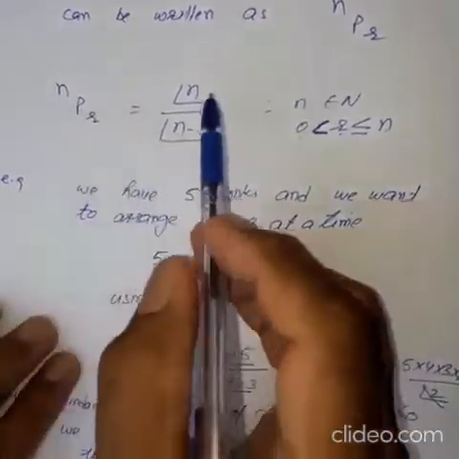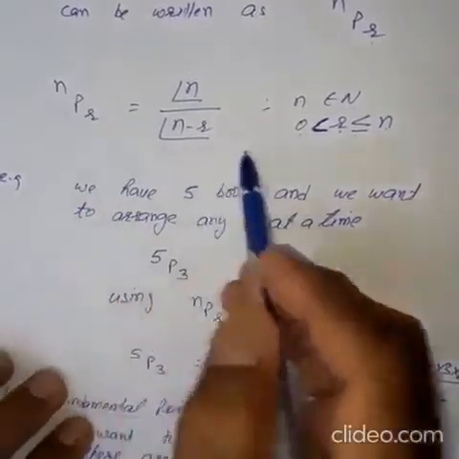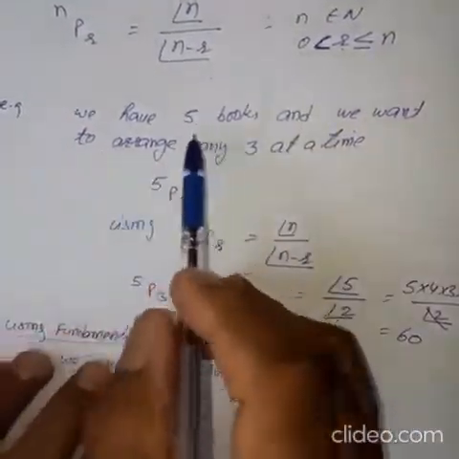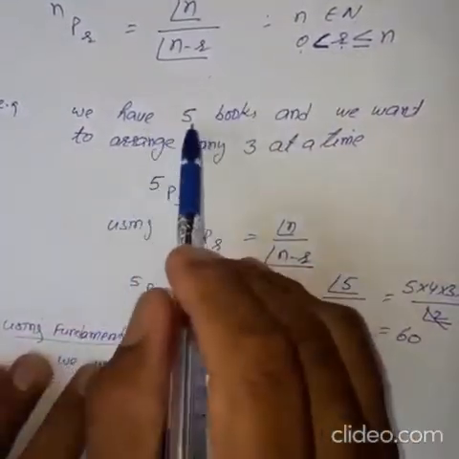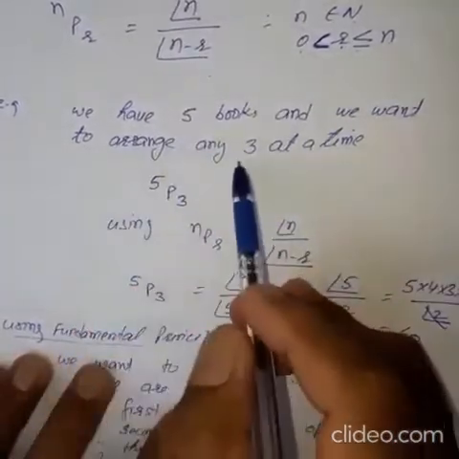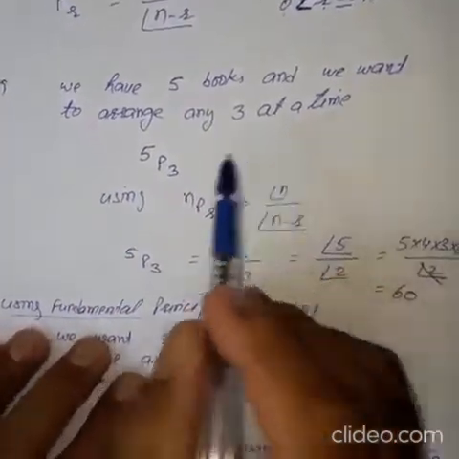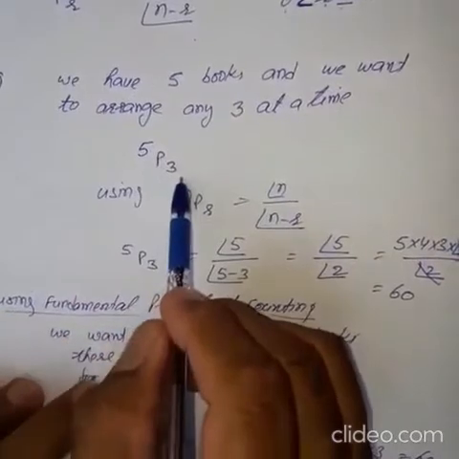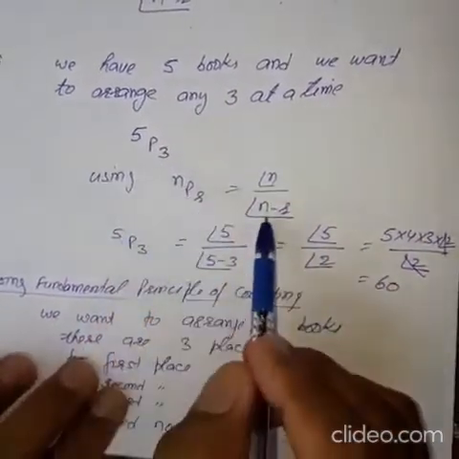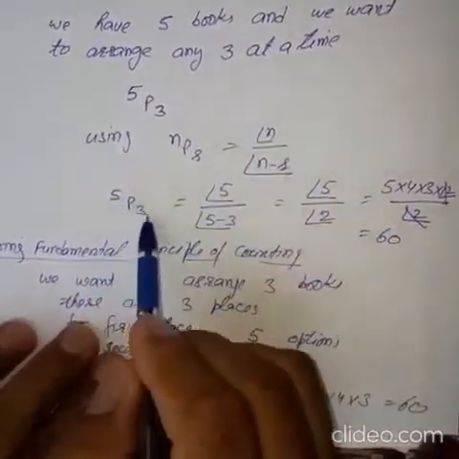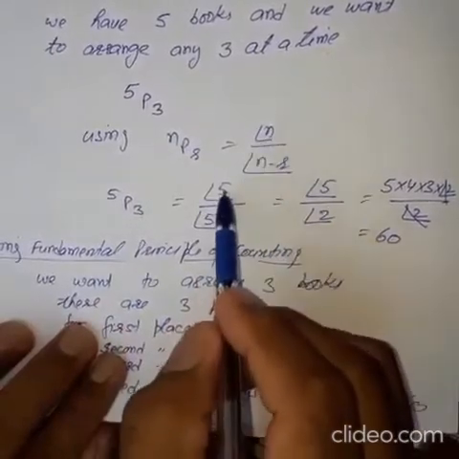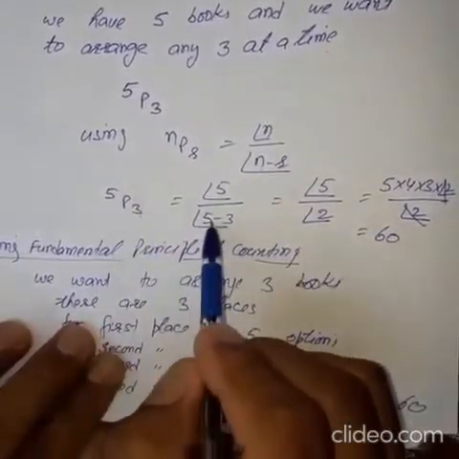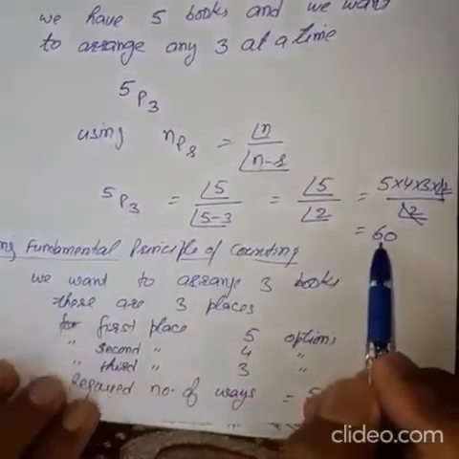So nPr, this is the formula that will be used in the questions. So we have considered an example. There were 5 books. We want to arrange 3 at a time. So in symbols we can write 5P3, and using this formula nPr, 5P3 can be used as 5 factorial upon 5 minus 3 factorial, and it will be 60.